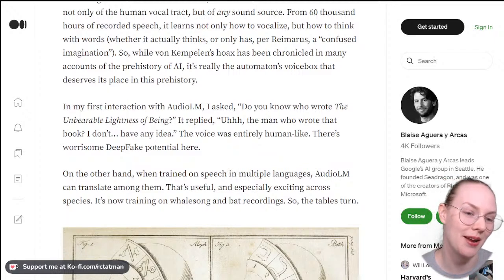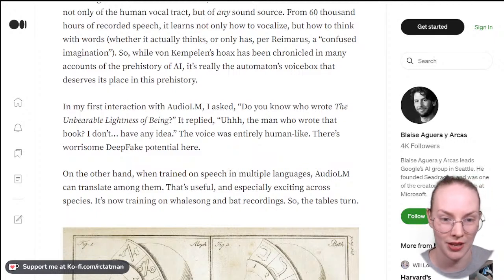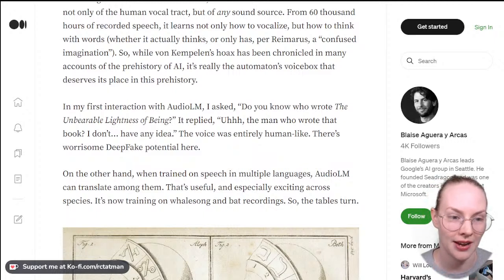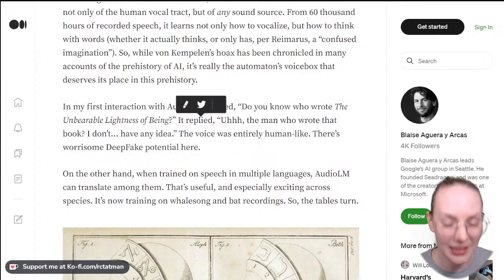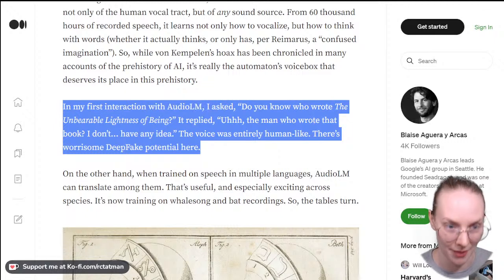So this paragraph says, my first interaction with AudioLM, I asked, do you know who wrote The Unbearable Lightness of Being? It replied, the man who wrote that book? I don't have any idea. The voice was entirely human-like. There's worrisome deepfake potential.